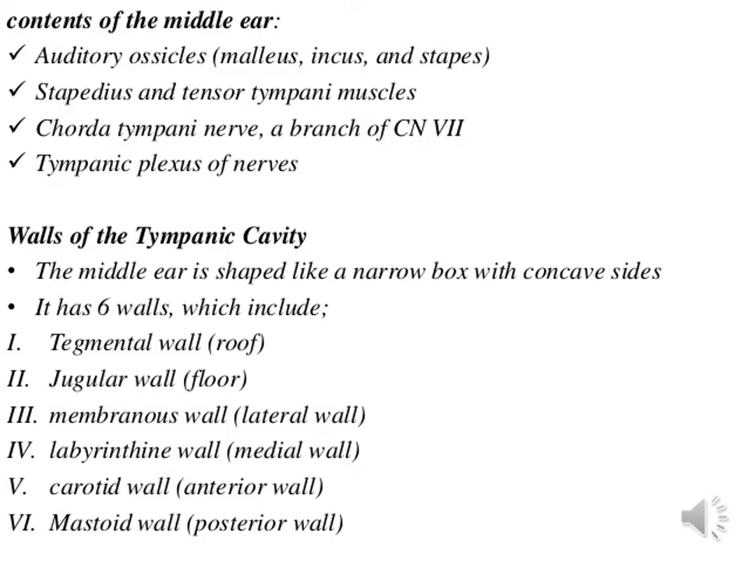The cavity has six walls. The middle ear is shaped like a narrow box with concave sides. It has six walls, which include the tegmental wall, the roof of the tympanic cavity; the jugular wall, the floor of the tympanic cavity; the membranous wall, the lateral wall of the tympanic cavity, through the tympanic membrane; the labyrinthine wall, the medial wall of the tympanic cavity, next to the inner ear; the carotid wall, the anterior wall; and the mastoid wall, the posterior wall. These six walls form a box, the tympanic cavity.